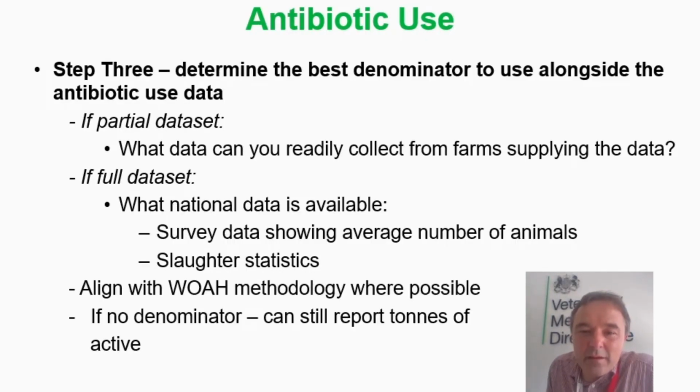So step 3, this is similar to the antibiotic sales data. As well as getting the amount, a numerator figure, you do also need to collect a denominator, which is the animal number part. If you have full national coverage, then you may be able to just use the national figures. Otherwise, you will need to collect the animal number data from the farm. So you need to determine in advance what animal number data you need in order to do the calculation that you want to do.